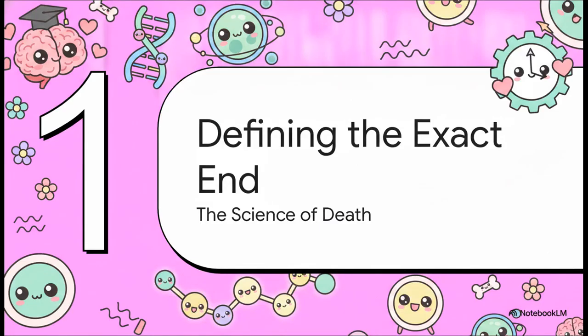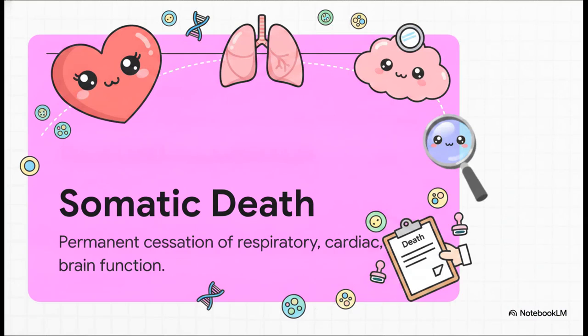Section 1. Defining the exact end. Before we can solve how this person died, we really need to understand the foundational science of death itself. And what's fascinating here is that, scientifically speaking, death isn't just a single flip switch in time. We start with somatic death. This is what we typically think of when we say someone has passed away. It is the death of the body as an integrated functional unit. The main engines, respiratory, cardiac, and brain function, experience permanent, irreversible cessation. This is that exact, specific moment that gets officially documented on a death certificate.